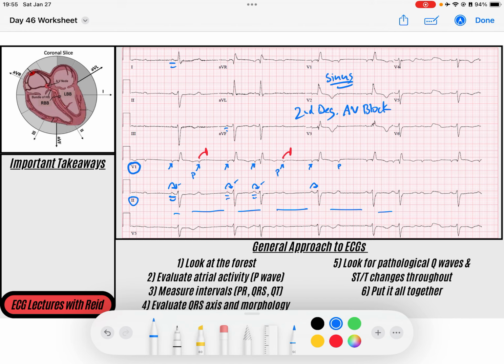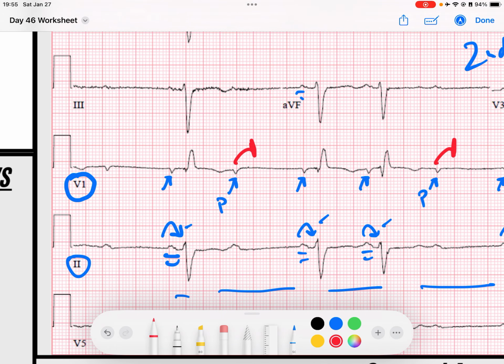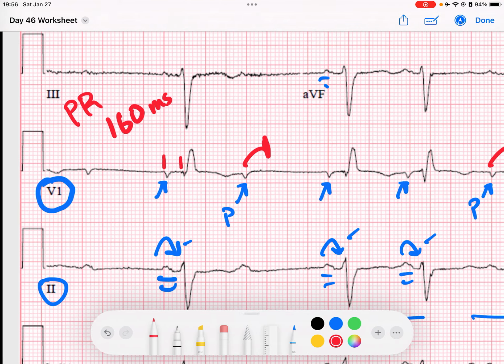I'm going to measure a baseline PR interval. I might zoom in on this one at V1. I'm going to look, and the QRS appears to start maybe on this line right here. The P wave starts right at the solid line. So that PR interval in this case is 4 little boxes. Each little box is 40 milliseconds, and so that is a PR interval of 160 milliseconds. That's our PR.